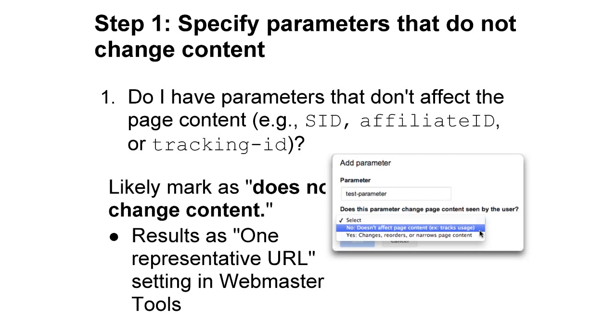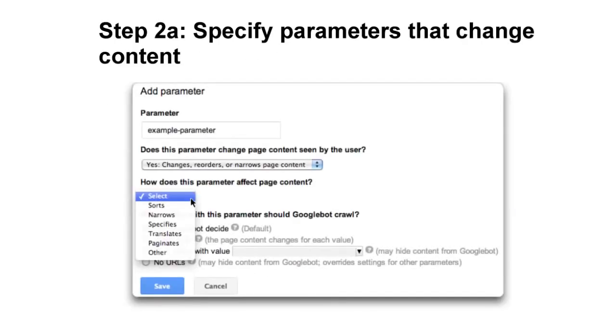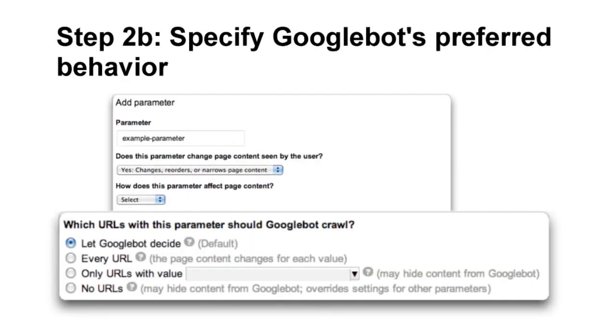Once step 1 is completed for all of the parameters that don't actually change page content, then let's move on to step 2, which comes in 2 parts. The first part is to specify the parameters that change page content. So you'll select, yes, this changes, reorders, or narrows page content. And then you can have a type of page content effect, whether that sorts, narrows, specifies, etc. And we'll cover more of this in depth. Then the next part is step 2b, which is to specify Googlebot's preferred behavior. So given that parameter, how would you like Googlebot to actually crawl those URLs? And we'll talk more about this as well.